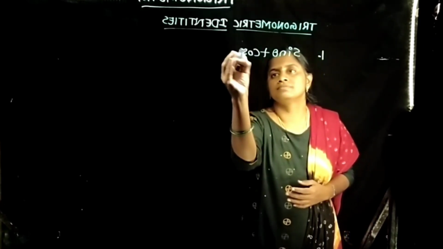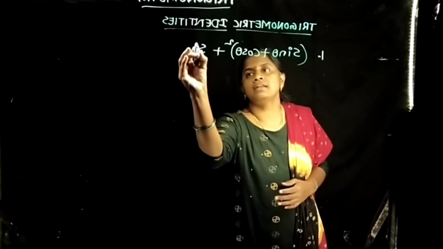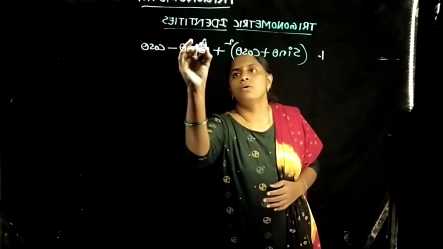Today's assignment from the trigonometric identities is sin theta plus cos theta whole square plus sin theta minus cos theta whole square.